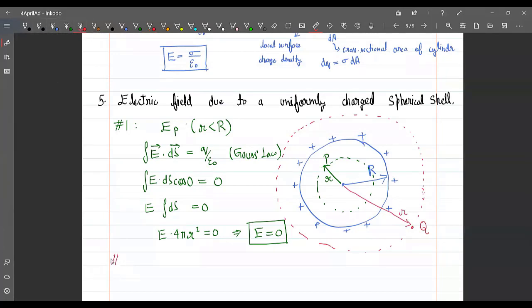So again, you can have the same thing, electric field at point P, where r is greater than R. So this is exactly like a point charge. E dot ds. Let us say the total charge, I will not call this point Q because Q is reserved for charge. I'll write it as P dash. And the total charge distributed on the surface, that is Q.